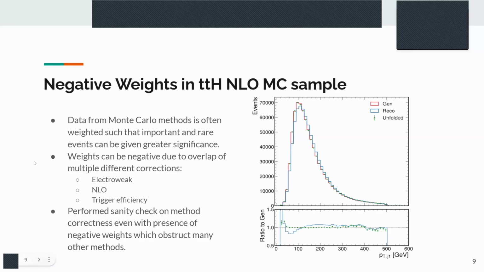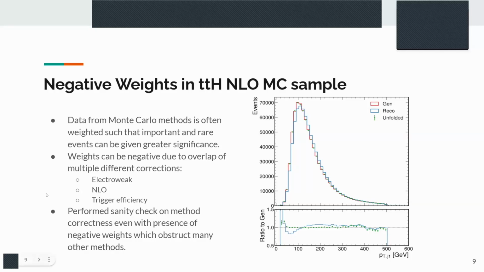The next thing I worked on was testing negative weights in a TTH next leading order Monte Carlo sample. Data from Monte Carlo methods is often weighted such that important and rare events can be given greater significance, so we don't have to generate a huge amount of samples just to get a decent amount of important events. These weights can be negative due to overlap of multiple different corrections. You can correct for electroweak, next leading order, and trigger efficiency.